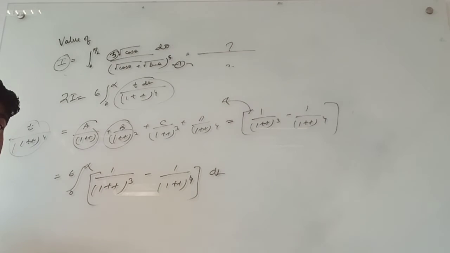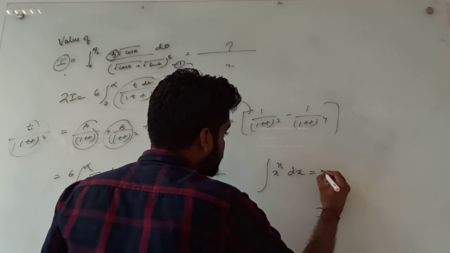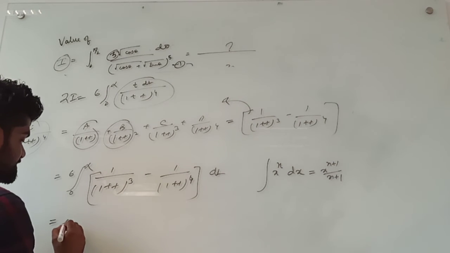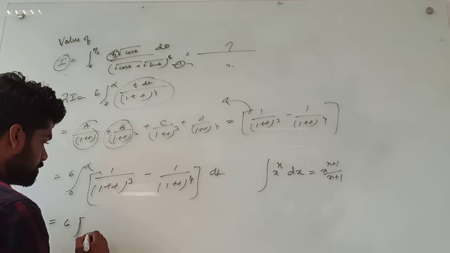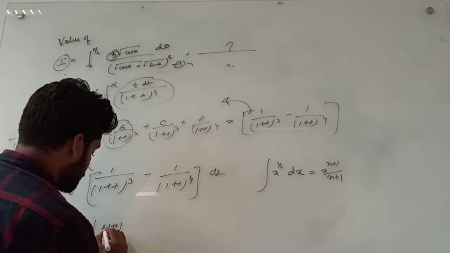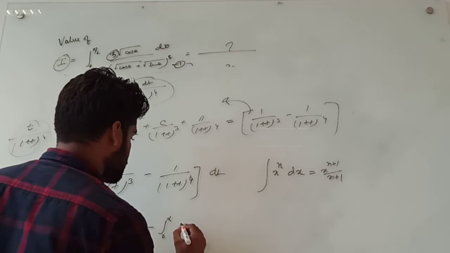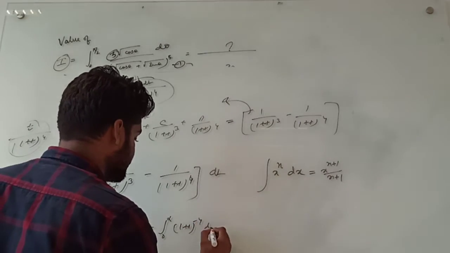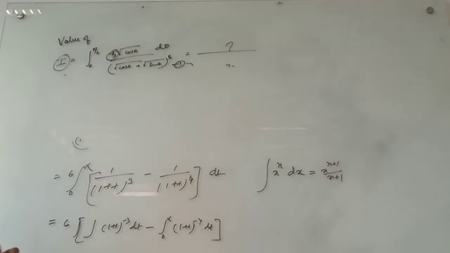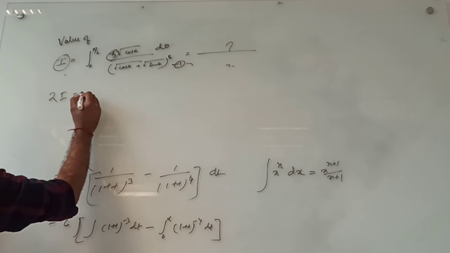Now which formula will be applicable for this integration? I hope you remember, if you are integrating x to the power n with respect to dx, we get x to the power n plus 1 by n plus 1. So we will apply the same one. If I take it upside, it will be the integration of 1 plus t to the power minus 3 dt minus the integration from 0 to infinity of 1 plus t to the power minus 4 dt. Okay. So what I will be getting from here? 2I is equal to 6.